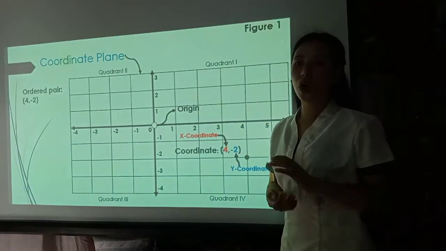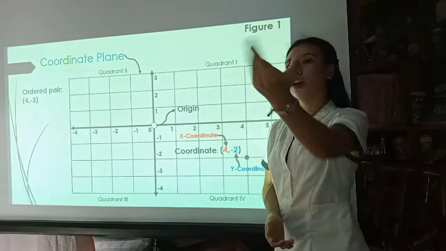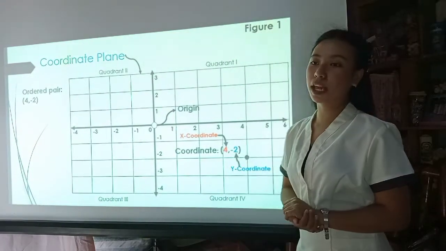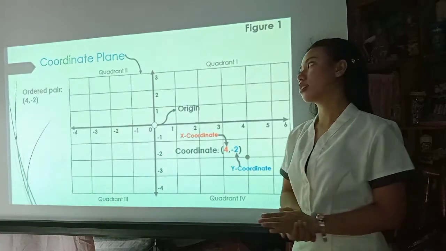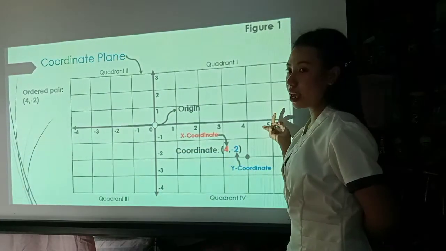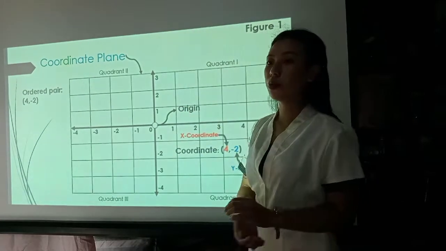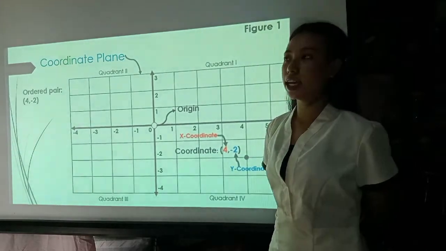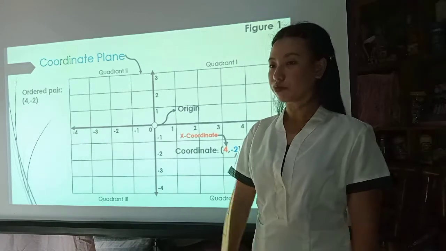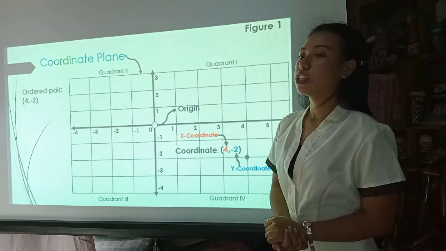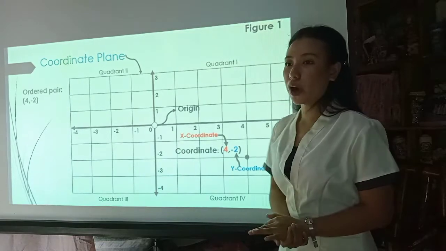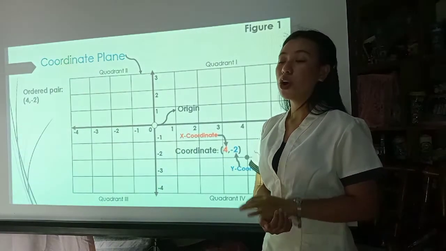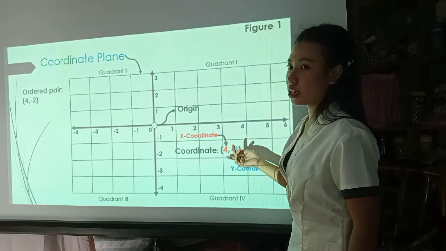And now, what is a coordinate plane? Anyone? Okay, Miss Mayette. Very good. The coordinate plane is a plane determined by two perpendicular axes. This is the horizontal line, which is the x-axis, and the vertical line, the y-axis. Next, what are the coordinates? Define it, Miss Iris. Okay, very good. Each point in the coordinate plane corresponds to an ordered pair of numbers called its coordinates.